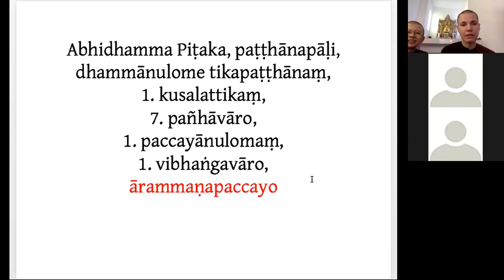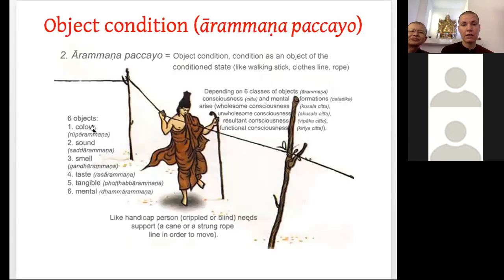So we have finished the root condition, and the next way how dhammas, how things can relate to each other, is called ārammaṇa condition or object condition. In Theravada Abhidhamma, every consciousness has to have an object. Consciousness cannot arise if there is no object. So in that way, object conditions the consciousness to arise. Of course, there are more conditions needed for consciousness to arise, but one of them is an object.